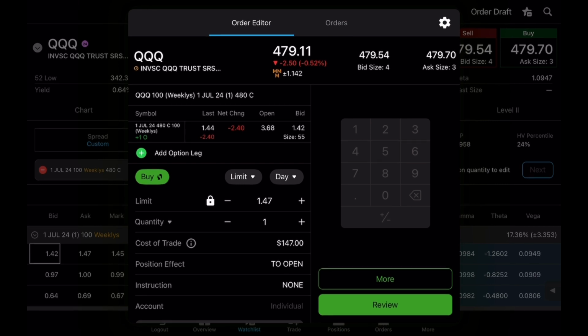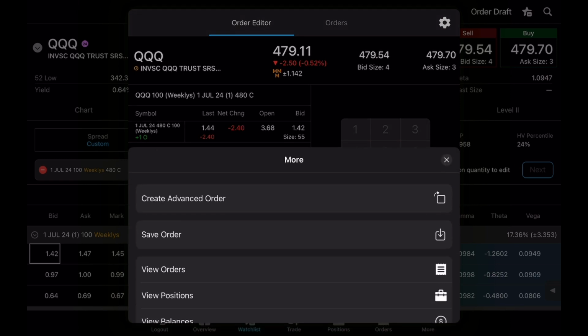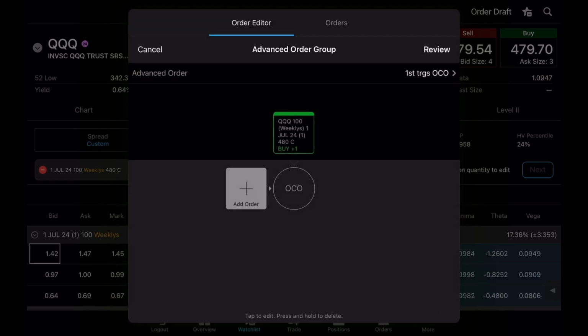So now in order to do this, you guys can see, of course, I have it. They put it at 147. I'm going to go ahead and drop it back down to the 142. That way we can buy the bid. You're going to click on more, and then you're going to go ahead and click on create advanced order.